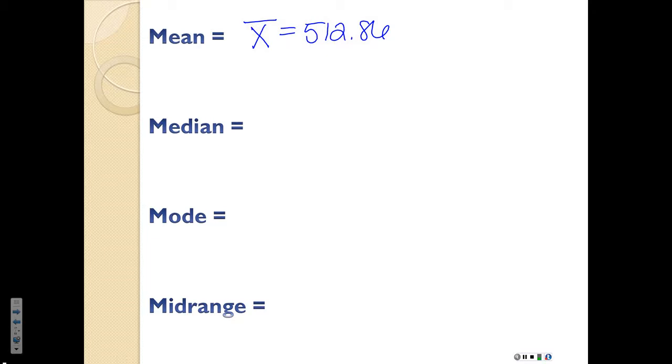Now, median. Was there a symbol for median? No. So we're good. When you guys put them in order, what was the physical middle? 470. 470, good. Do y'all agree?